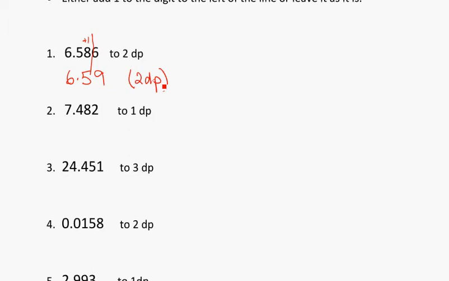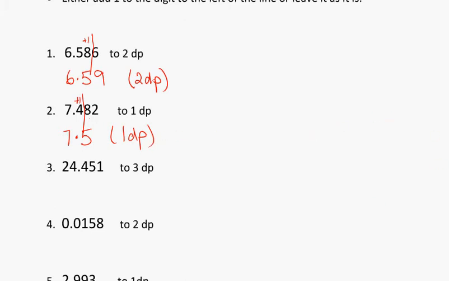Right, number 2. 7.482 to 1 decimal place. There's our decimal point. Put your line in 1 after the decimal point, 1 digit after, and you look at the digit on the right. It is 5 or more, and so you're going to add 1 to the 4. The only option is do you leave the 4 as it is, or do you add 1? And in this case we add 1. 7.5, and we have rounded it to 1 dp.